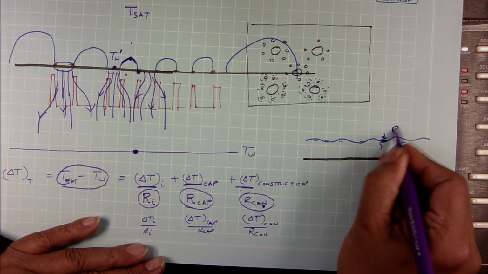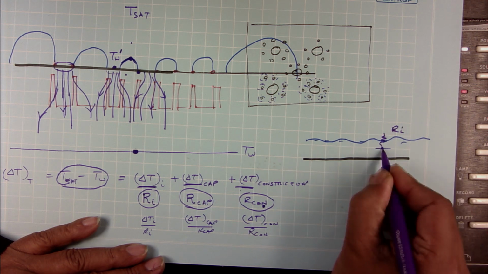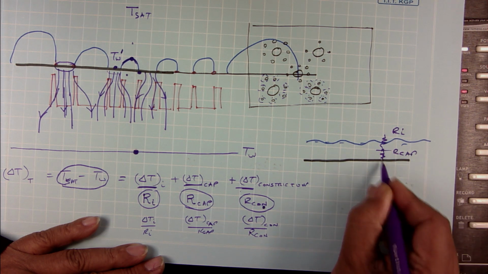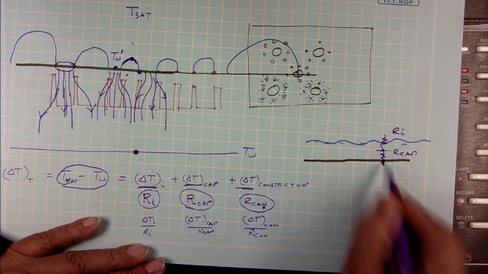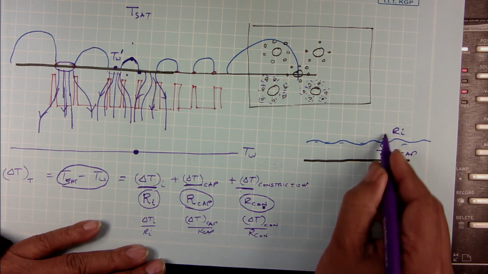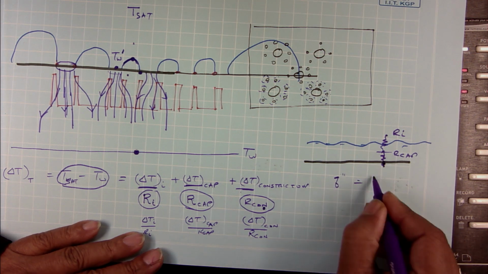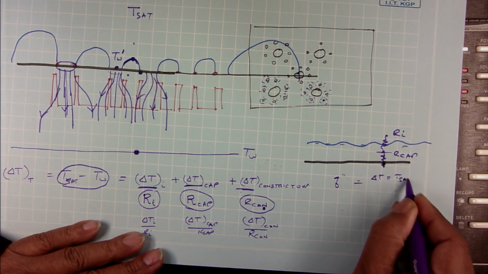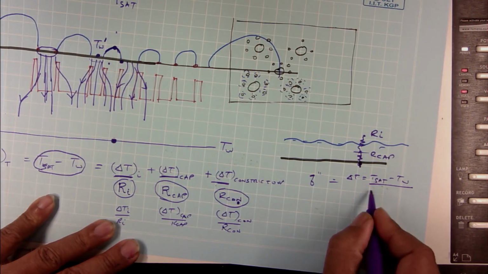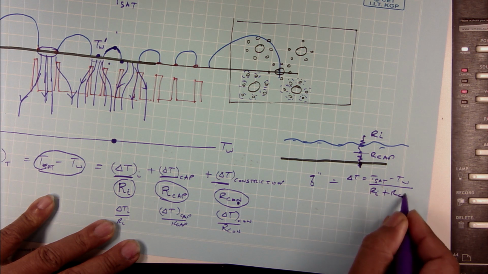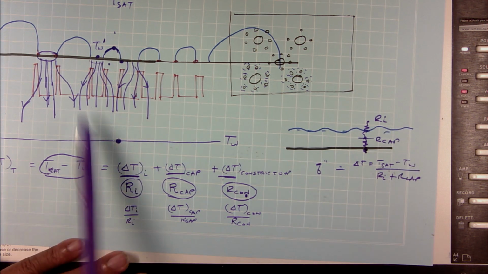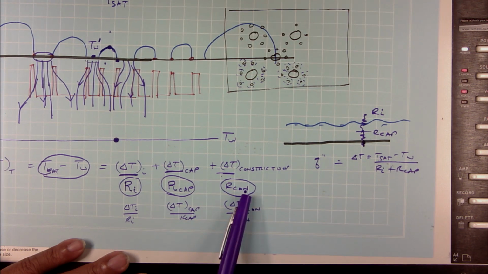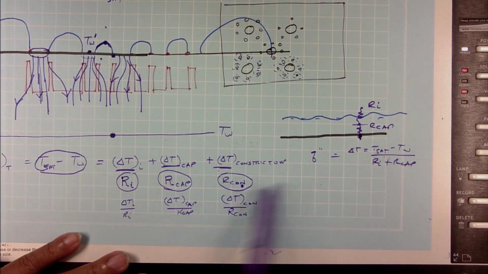This is my interface resistance, this is my capillary resistance, and typically your constriction resistance is almost negligible. Okay, so your total heat transfer is your total delta T, which is T sat minus T w, divided by the interface resistance plus the capillary resistance, the resistance due to that thin film. And so the constriction resistance is not as much of a factor as it is for droplet condensation. Okay, you all with me on this?